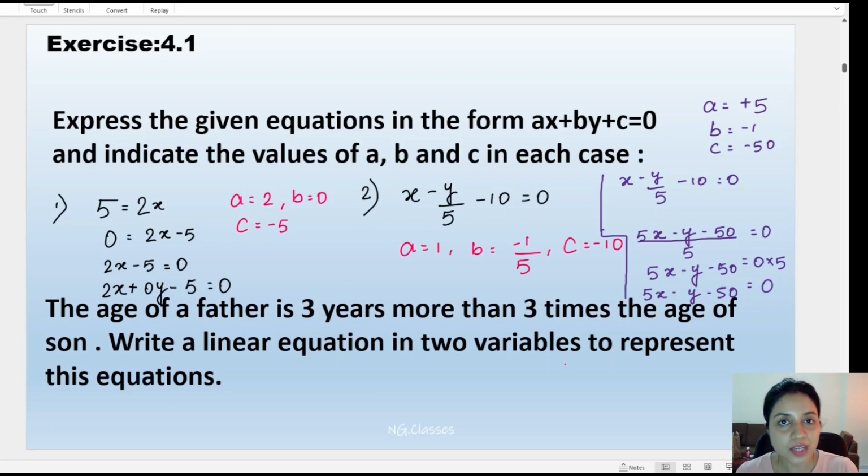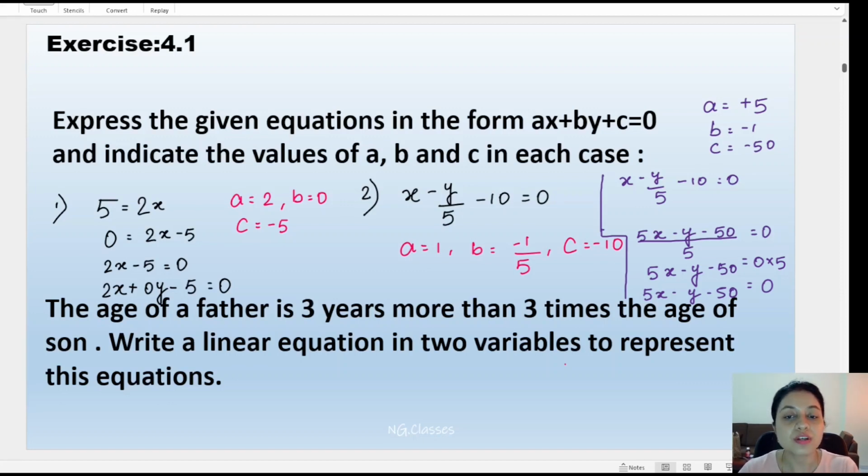Now let's move to the next question. So the next question says the age of father is 3 years more than 3 times the age of son. Write a linear equation in 2 variables to represent this equation. So here the question is talking about two persons, that means father and son. And more specifically, the question is talking about the age of father and the age of son.